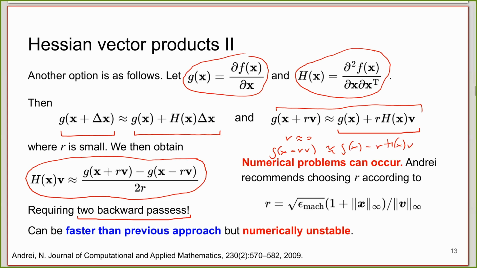You will have to choose a small value of r. There are some rules to do this, where this could be like your numerical precision. I won't go into the details of this. It's just how to choose this value of r so that you try to minimize the numerical problems. As I said, it's faster than the previous method, but it can be numerically unstable. So actually, most people don't really use this in practice. There are some methods that actually use it, and it might be fine, but you have to be careful with the numerical stability problems. Any questions on this?